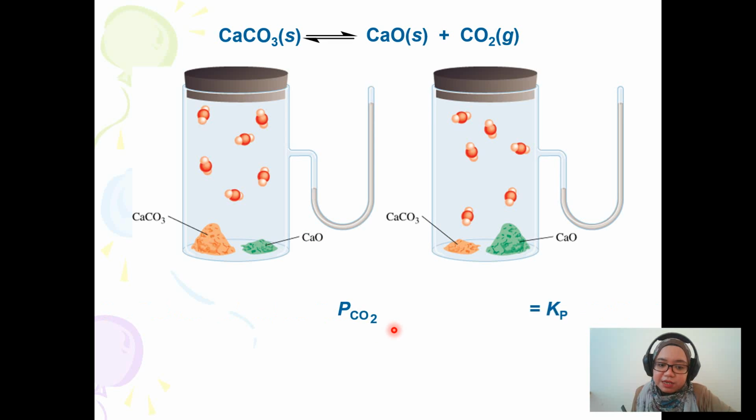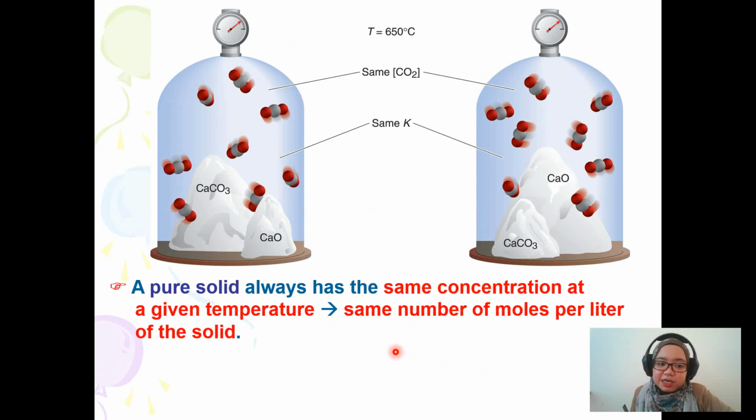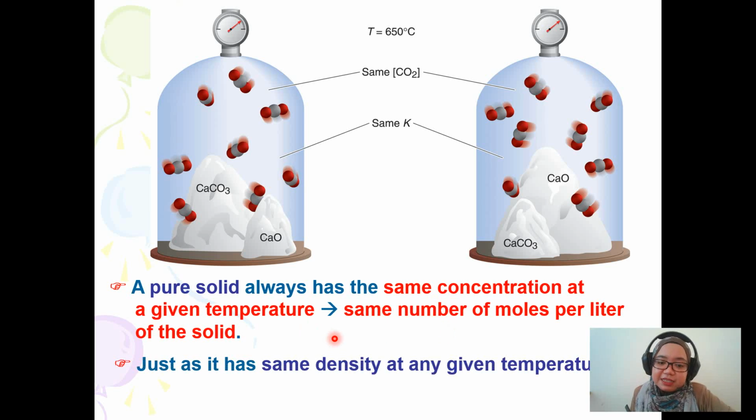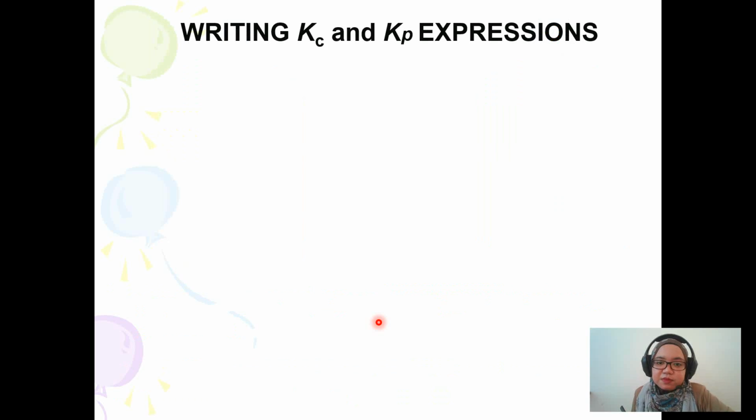So let's look at this one. It says here that the partial pressure of carbon dioxide does not depend on the amount of calcium carbonate and calcium oxide. A pure solid always has the same concentration at a given temperature because it has the same number of moles per liter of the solid, just as it has the same density at any given temperature. The same reason applies to pure liquids. So that is why we do not include pure solids and liquids in the Kc and Kp expressions.